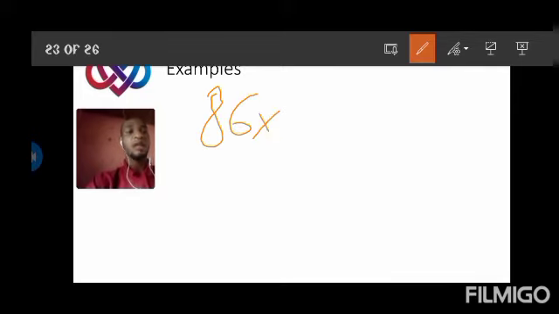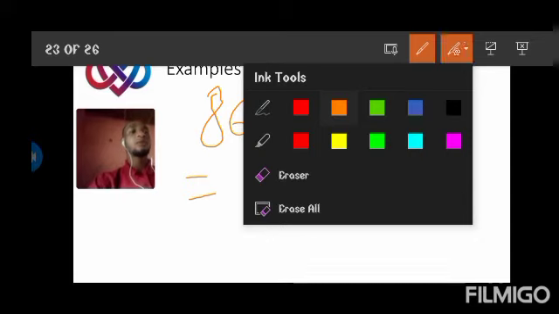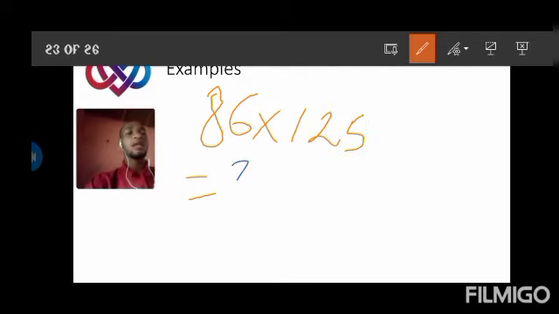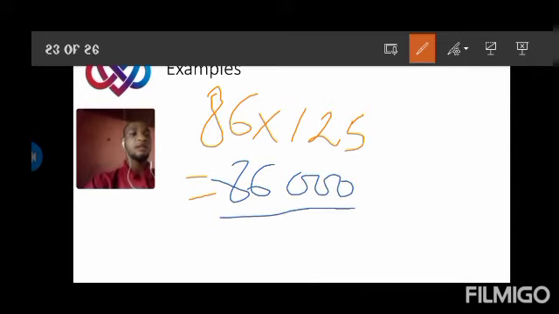Let's pick a little bit bigger example. Let's pick something like 86 multiplied by 135. So what do we do here? Write our 86, that will be 86. 1, 2, 3 zeros, divided by 8.